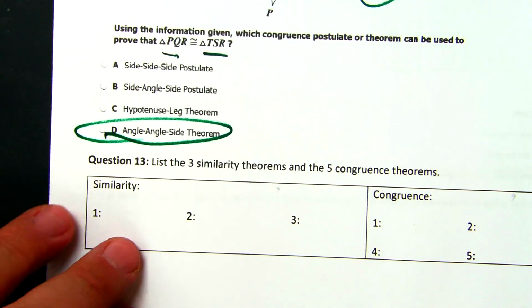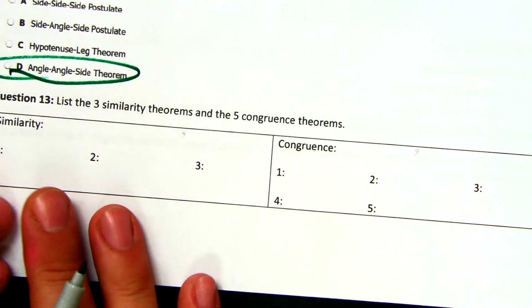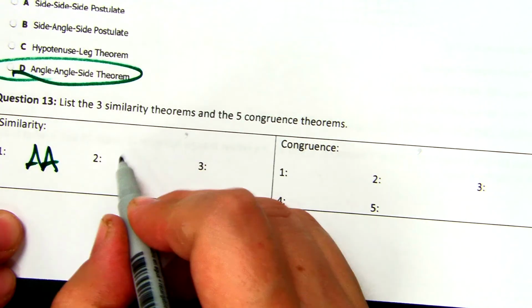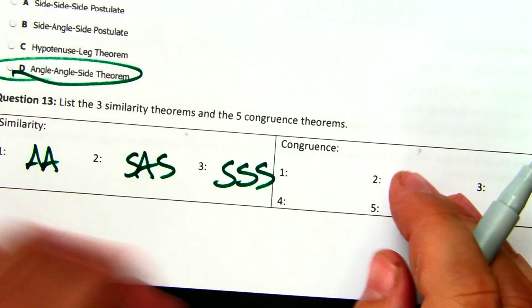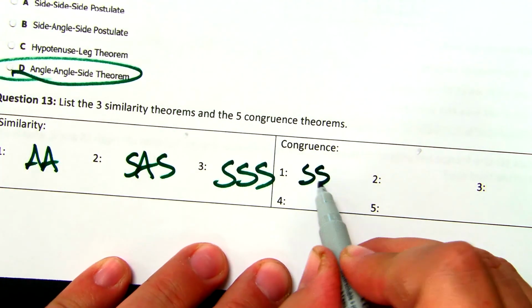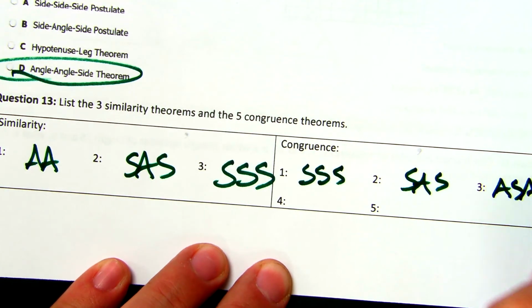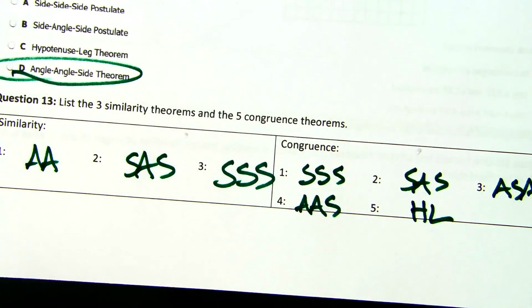The last question is the easiest one. If you don't know this, you would need to memorize it. The three similarity theorems are AA, SAS, and SSS. The five congruence theorems are SSS, SAS, ASA, AAS, and HL. Alright? Done.